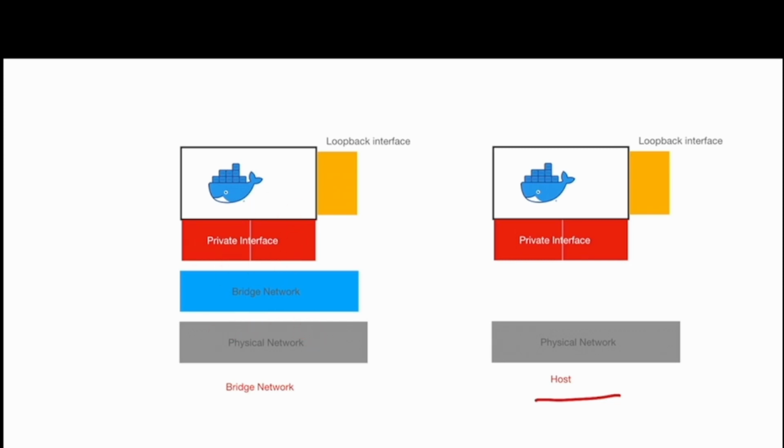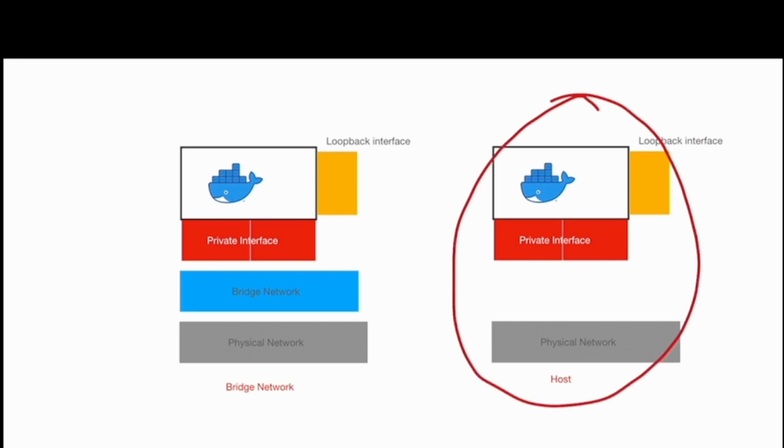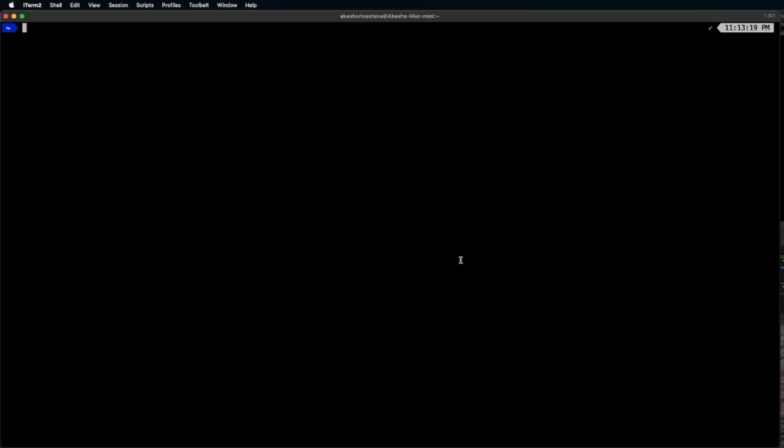In host networking mode, the private interface of the container is tightly coupled with the physical network. So if we are running a container in host networking mode, the software will behave as if it is running directly on the host, not in the container. So till now we have covered the concepts of Docker network. Let's go ahead and see Docker network in action.